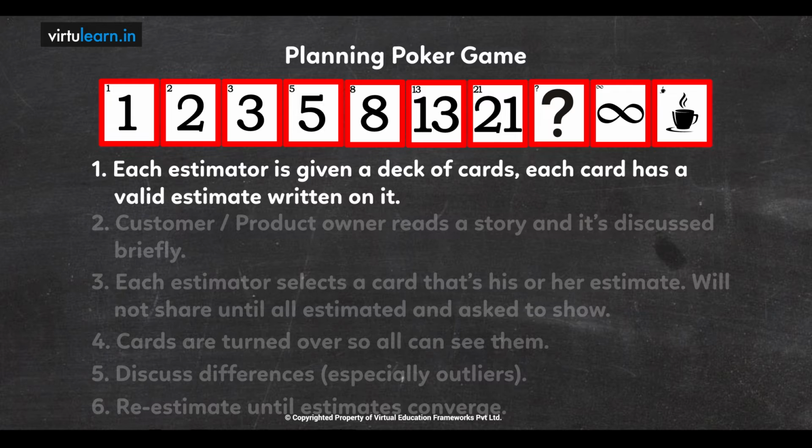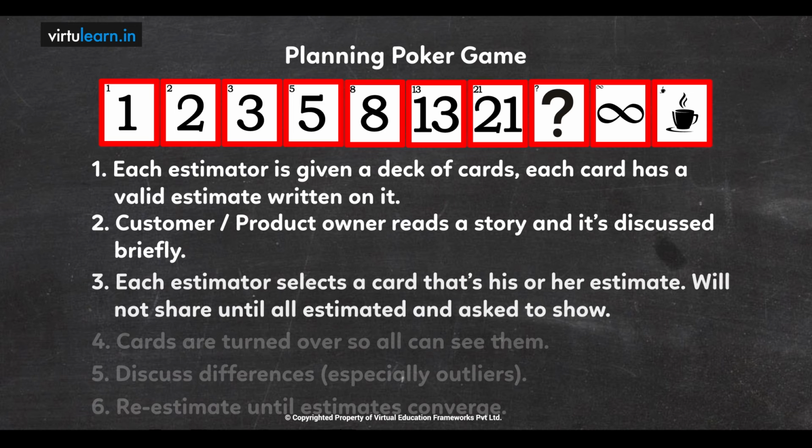A story is taken, the product owner explains the story, team members can ask questions, and the product owner clarifies the questions. Once everyone is clear about the scope of the story, they secretly estimate it and do not reveal the card until they are asked to show. Then the facilitator, usually the Scrum Master, asks the team to show the cards. Team members show their estimates.